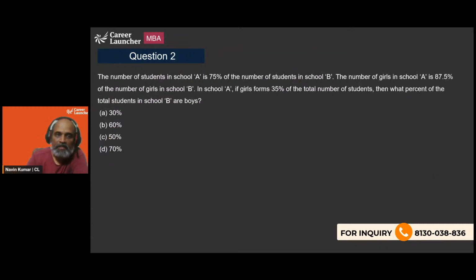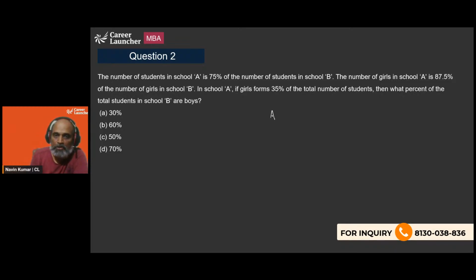Another question. The number of students in school A is 75% of the number of students in school B. The number of girls in school A is 87.5% of the number of girls in school B. In school A, if girls form 35% of the total number of students, then what percent of the total students in school B are boys?